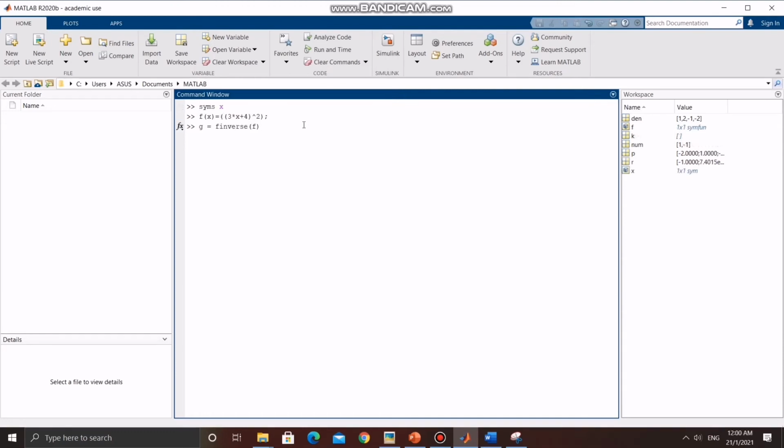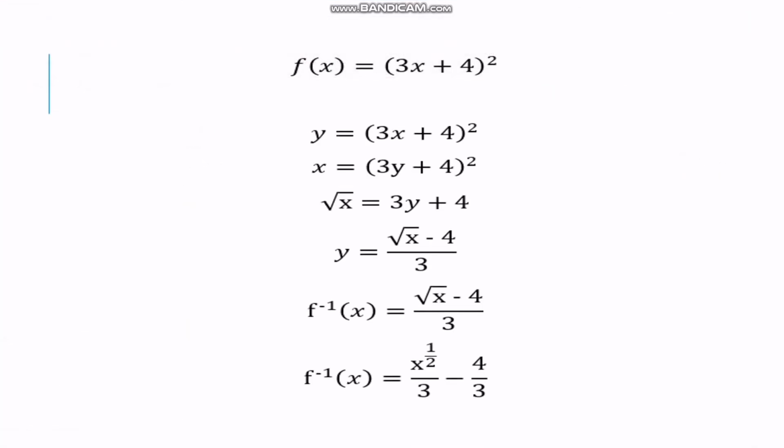Follow the commands. The command g equals finverse(f) returns the inverse of function f, and then we run. We got the answer x to the power of 1 over 2, over 3, minus 4 over 3. Now we see how the calculation method is done for the same inverse function. We also can set x as x to the power of 1 over 2. So now the answers we get in the calculation method and in MATLAB are the same.